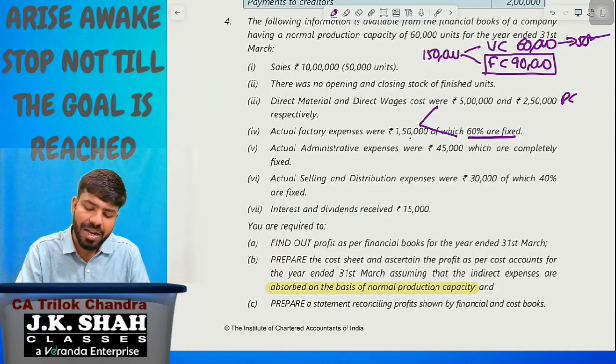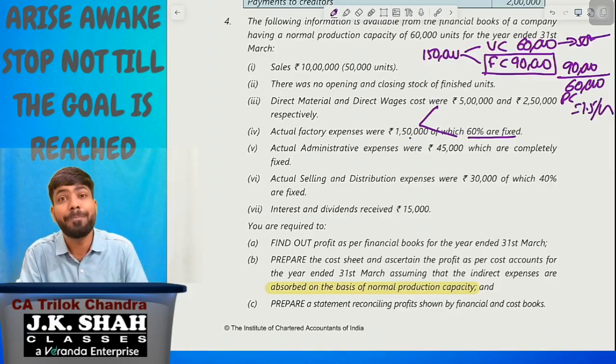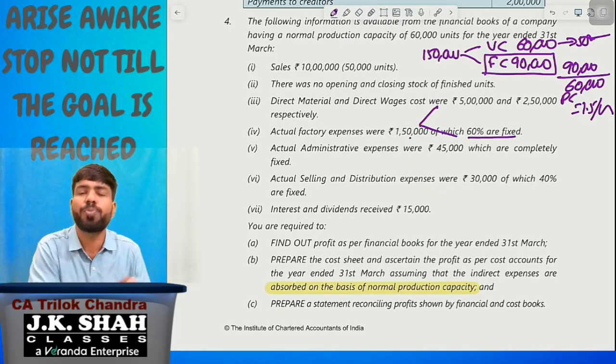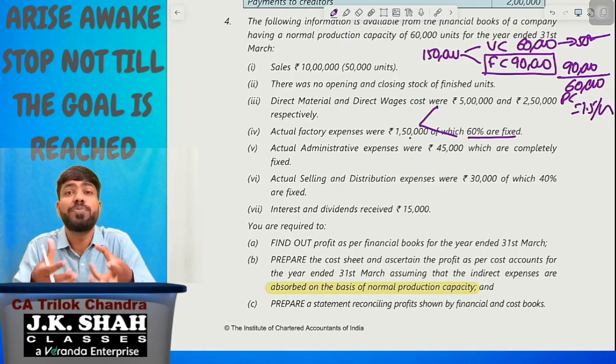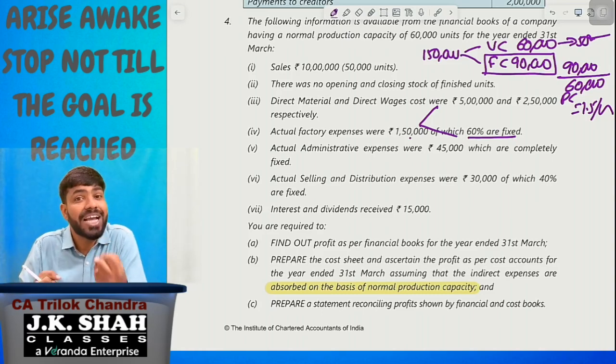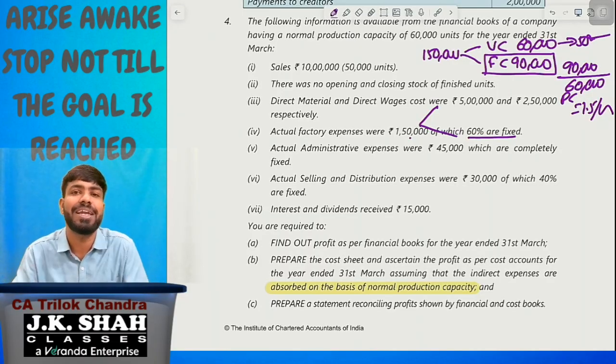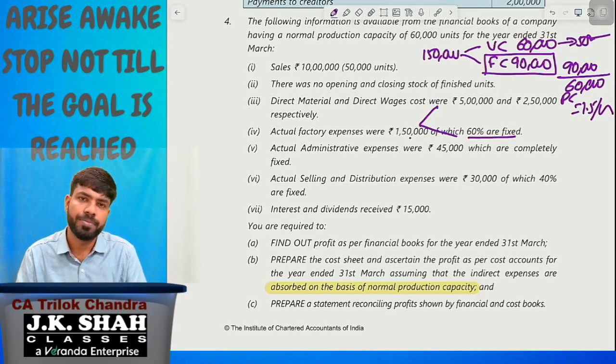So the basis for absorption is normal production capacity. 90,000 divided by 60,000 gives 1.5 per unit. That is the absorption rate. Absorption rate into actual production is the absorbed overhead. How to calculate absorbed overheads? Actual base quantity into the budgeted or absorption rate.